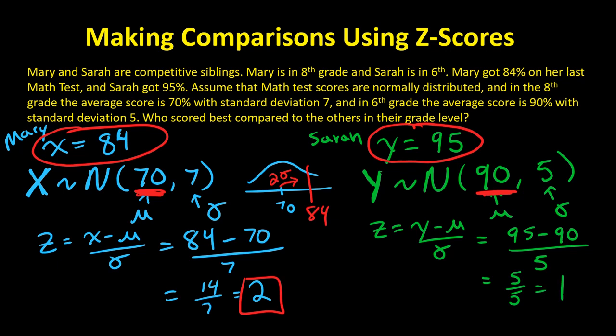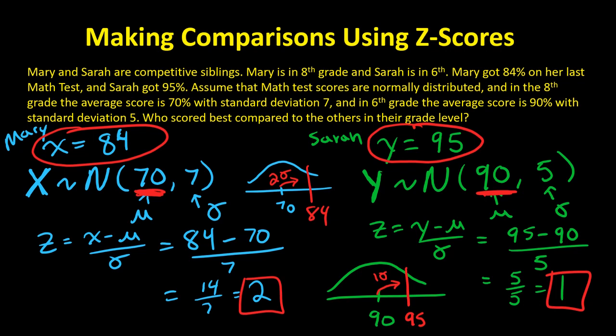If I were to draw this out, in the center I have 90. The mean for Sarah's grade is 90. She scored a 95, which we've just calculated is only 1 standard deviation above the average, because the z-score was 1.